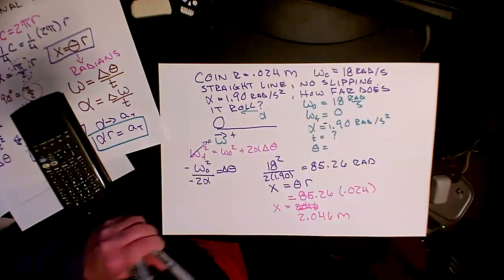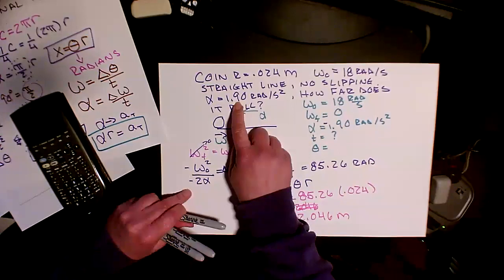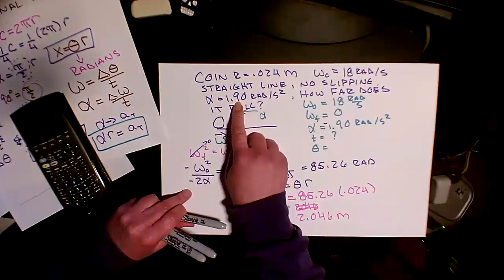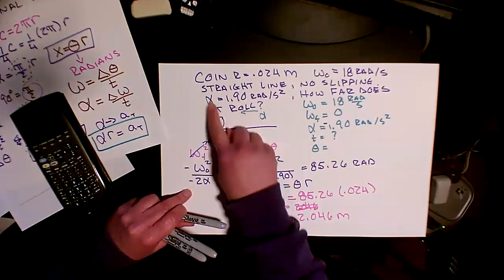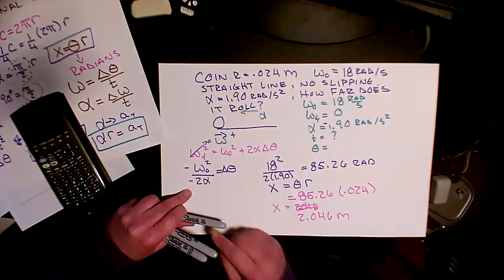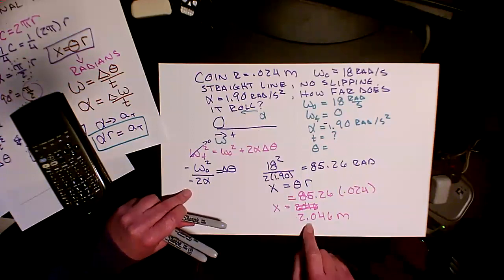So what we don't know is what's slowing it down. This is probably some sort of friction. That's the thing that would make the most sense, right? So something is slowing it down, causing an acceleration in that rotation, and it is going to travel a total of 2.046 meters before it comes to a stop.